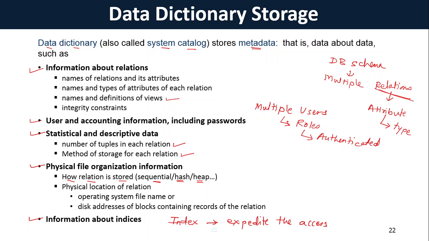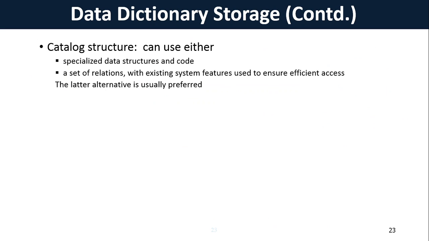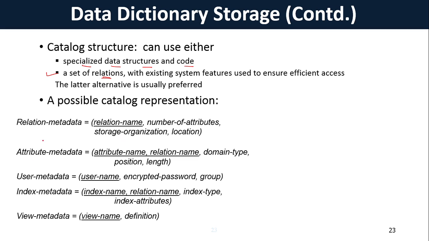Now let us see how this data dictionary is actually stored. The data dictionary or catalog structure can use either specialized data structures and code, or it may use a set of relations with existing system features used to ensure efficient access, right? Usually the alternative, that means the catalog structure in the form of a set of relations, is preferred to store or maintain the data dictionary. So a possible catalog representation may look like this.